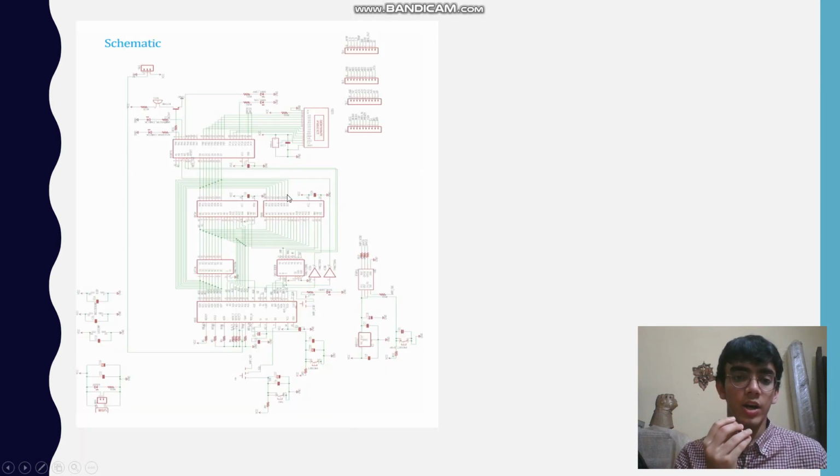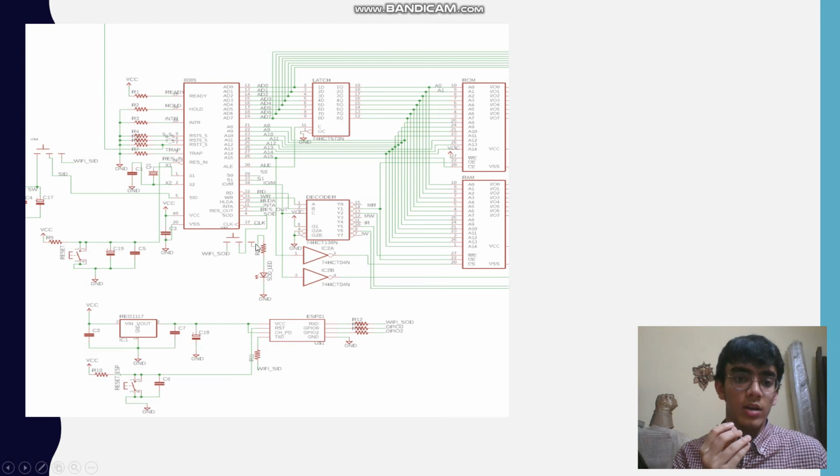This is the schematic of the whole system that is involved here. This whole system is powered by a mini USB. I've divided it into three major components: the 8085, the two memory elements, and the 8255 input-output interfacing device. I would be discussing each of them separately. So firstly, I'll be talking about the 8085.